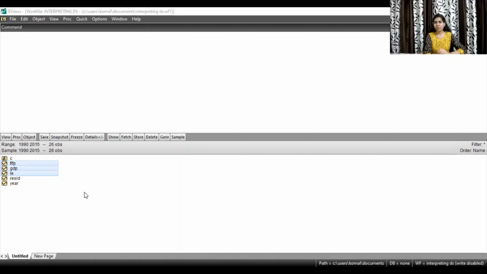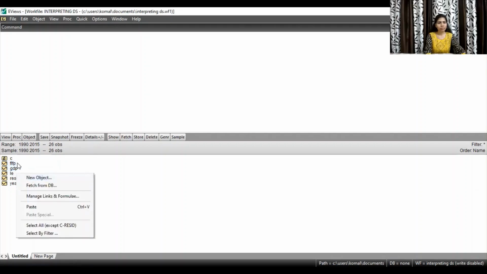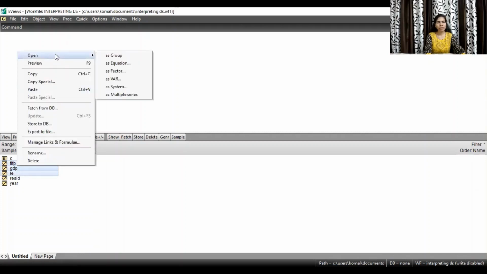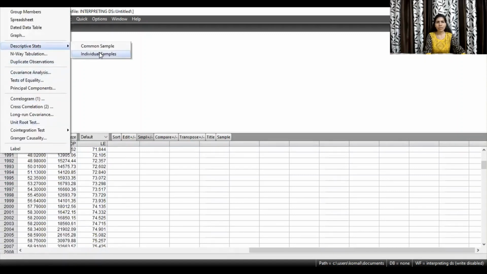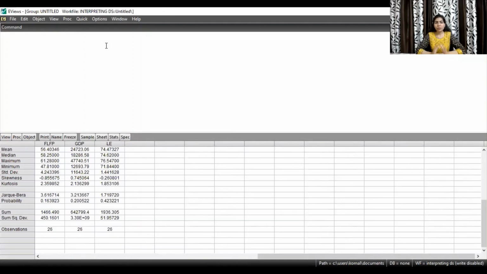Suppose these are the variables in EViews. This is my data file. So you have to select your dependent variable and the independent variables for which you want to obtain descriptive statistics. So I will select FLFP, GDP, and life expectancy. All these three variables, and open these variables as group. Go to view, descriptive stats and common sample. So these are the results for descriptive statistics.